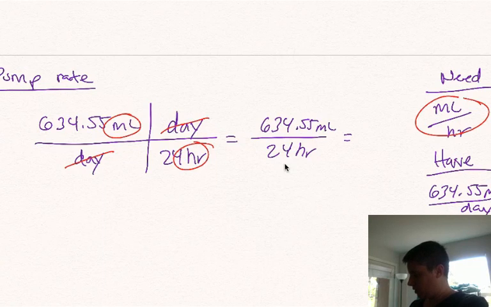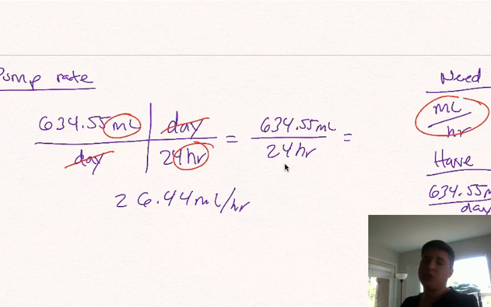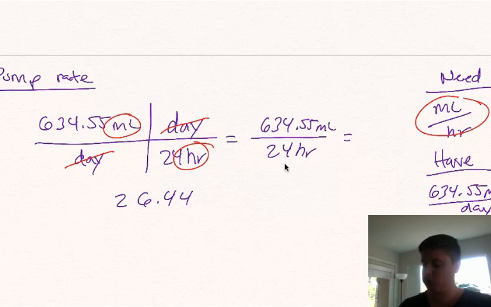All right, so that divided by 24 ends up equaling 296.44 milliliters per hour. So what I want you to do for this math, once you get to the point where you actually have to use it, go ahead and just round mathematically, okay?